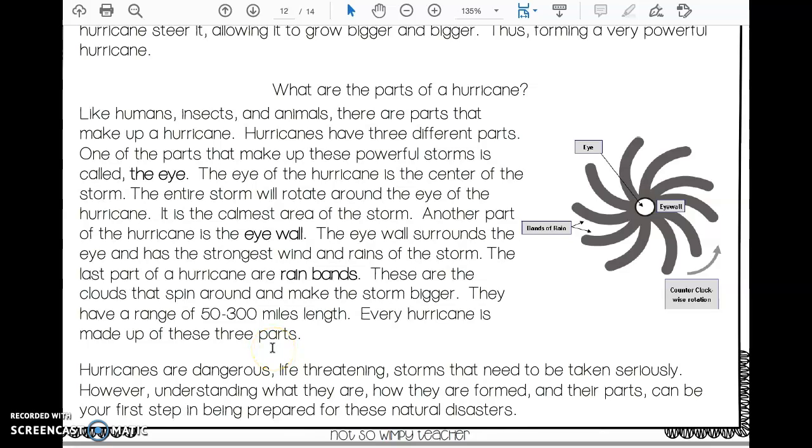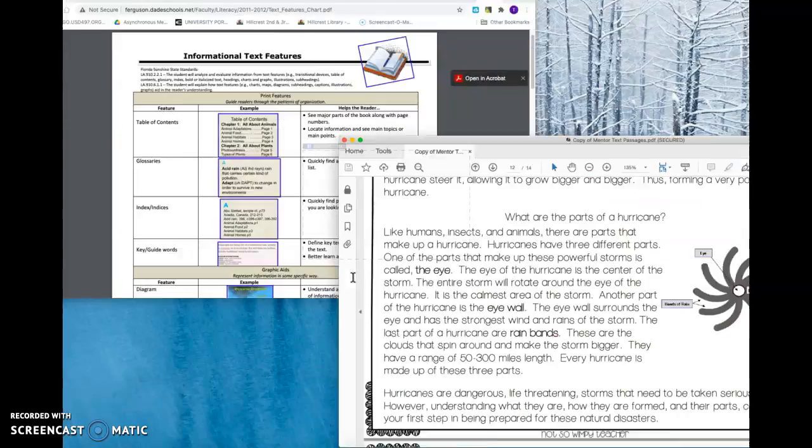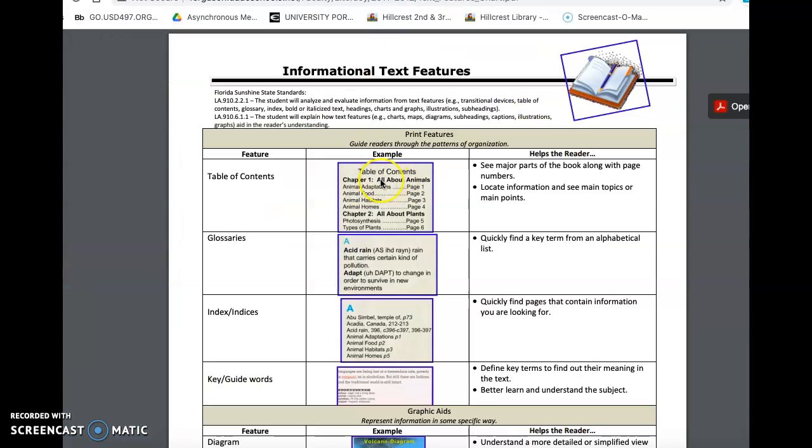I'm sorry, your job today and tomorrow. Adding text features to your paper. Headings, bolded words, diagrams, pictures, maybe a glossary at the end if you want to define your bolded words at the end of your paper. A table of contents, so what order are your paragraphs in with your headings. So in your table of contents, you'll just have your headings for each paragraph, your major portions of your paper.